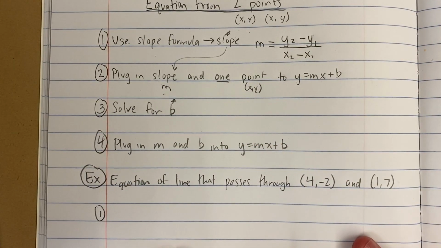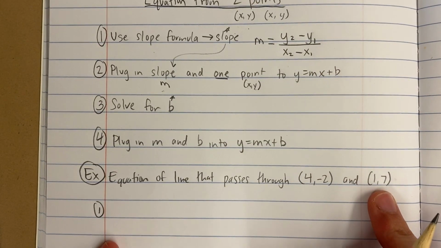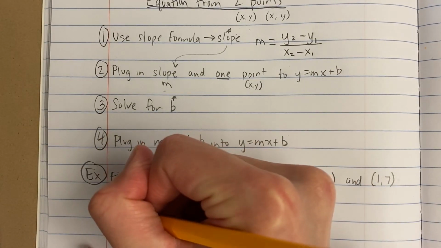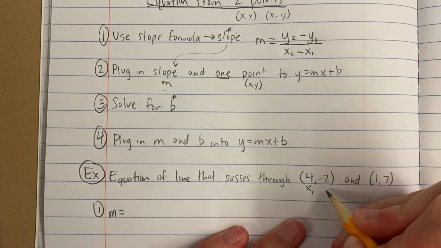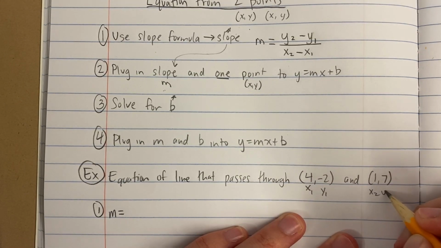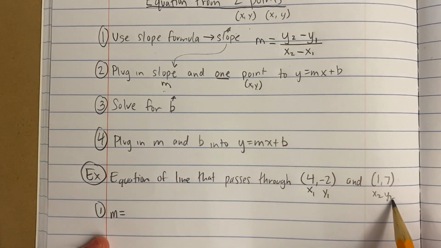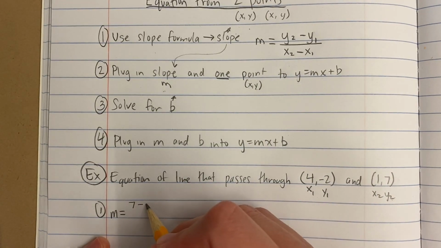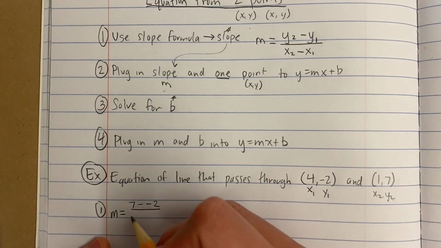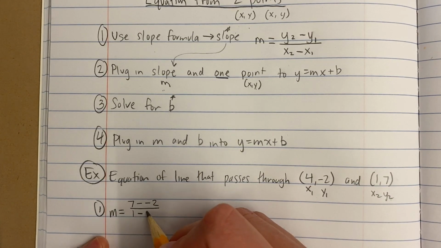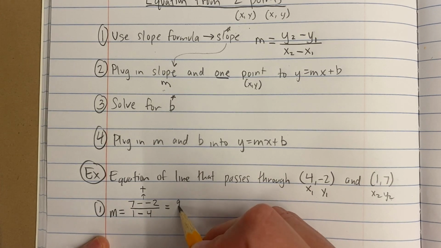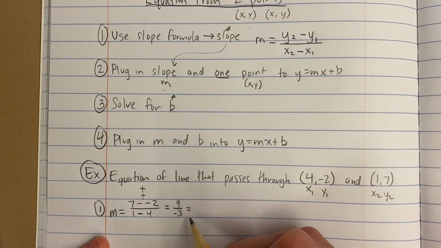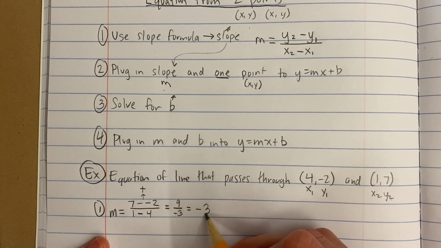So step 1, I'm going to use my slope formula, and I'm going to plug in these values, and I'm going to find the slope. Okay, so step 1, m equals, okay, now I want y2 minus y1. So that's the first thing I realized: let me label my points, x1, y1, x2, y2. Okay, so y2 is 7 minus y1 is -2 over x2 minus x1. Okay, this becomes 7 plus 2, right? This becomes a plus sign. So 7 plus 2, that's 9. 1 minus 4, that's -3. And then 9 divided by -3, a positive divided by a negative is a negative, and 9 divided by 3 is 3.